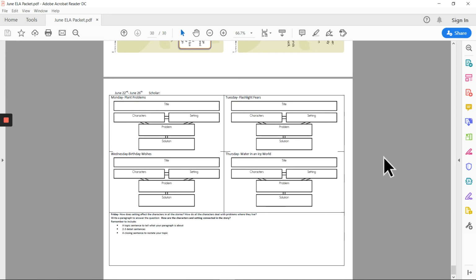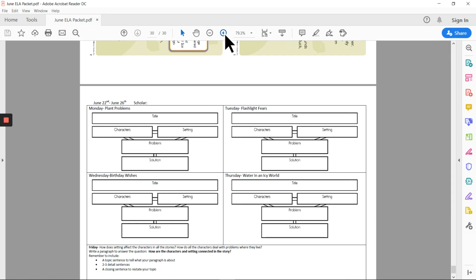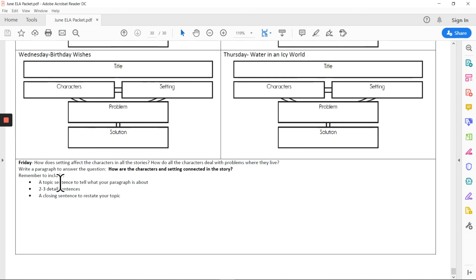So this is what your writing page looks like for the week. You've got 4 boxes to record those details. Remember, this is a graphic organizer, so you just need to use notes. You don't need to write complete sentences. If you run out of space in the little boxes, write off to the side and draw an arrow. On the bottom, you have a space to write your paragraph.